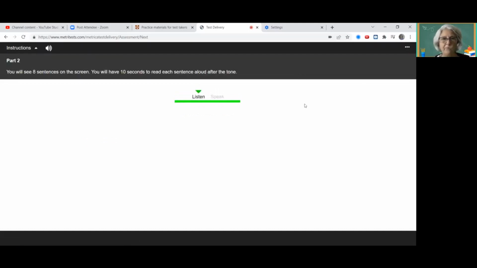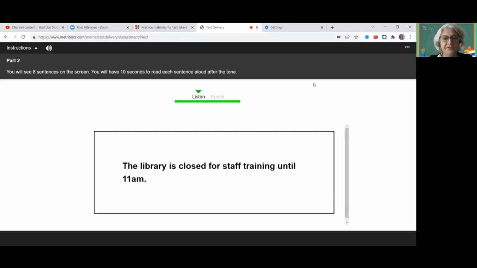Part 2. You will see 8 sentences on the screen. There are 5 parts. You will have 10 seconds to read each sentence aloud after the tone. Sentence 1. Please begin reading out loud now. The library is closed for staff training until 11 o'clock. These are sentences for them to assess your pronunciation, your intonation, your stress.